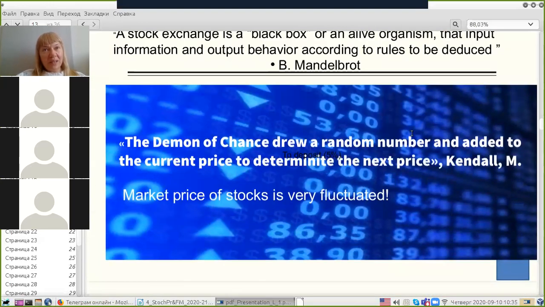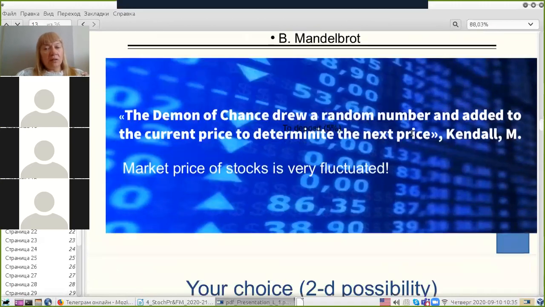And Louis Bachelier, Kendall wrote that the demon of change drew a random number and added it to the current price to determine the next price. It is all for summary. The market price of a stock is very fluctuating, because at any given time the price of stocks is a balance between supply and demand, and it changes every moment.